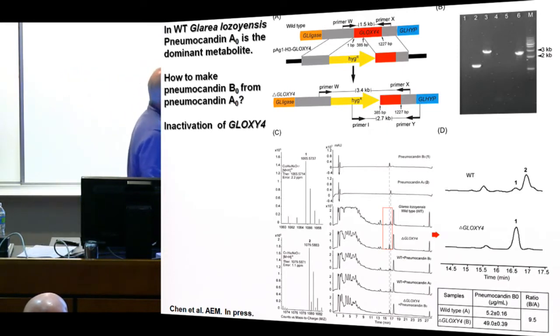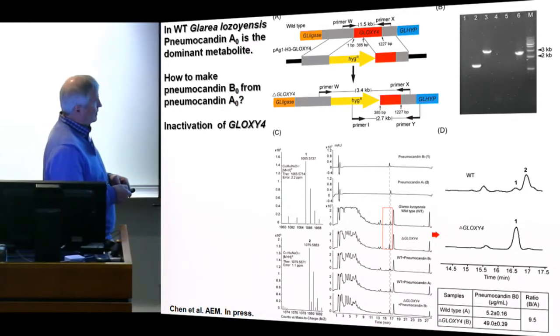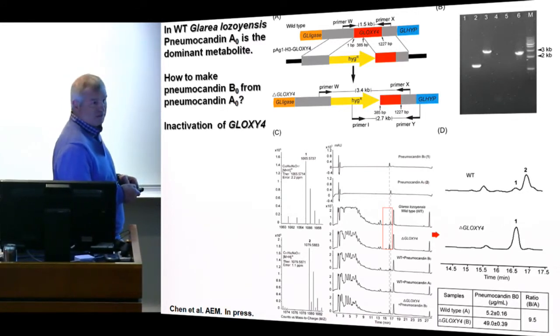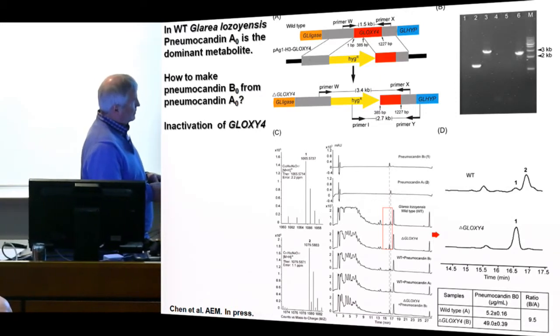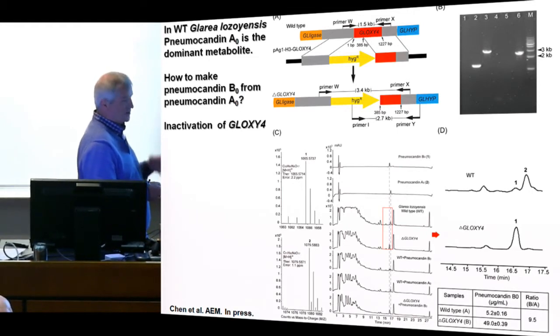I'd just like you to look at this HPLC profile here. In wild-type Glarea lozoyensis, the ascomycete that makes this compound, the dominant molecule is pneumocandin A0, and the minor is pneumocandin B0. This was a big problem at Merck because the B0 is more potent. It was the one they were interested in taking forward as the candidate. So they had to not only get the titer up, but also simplify the purification process in the pilot plant.